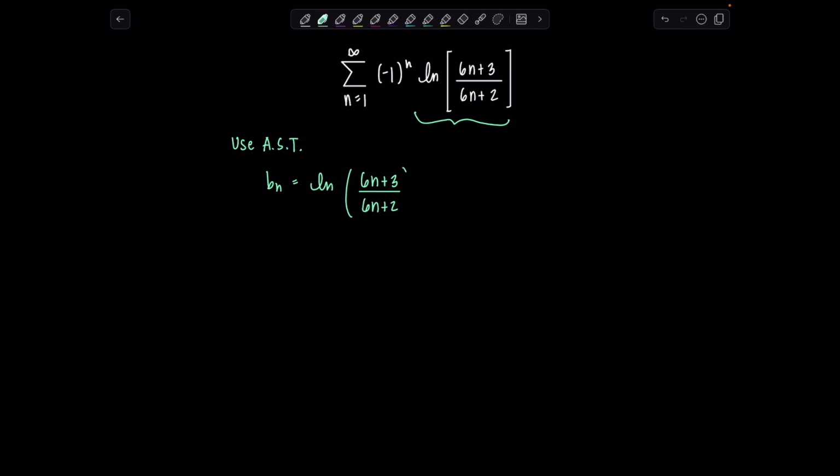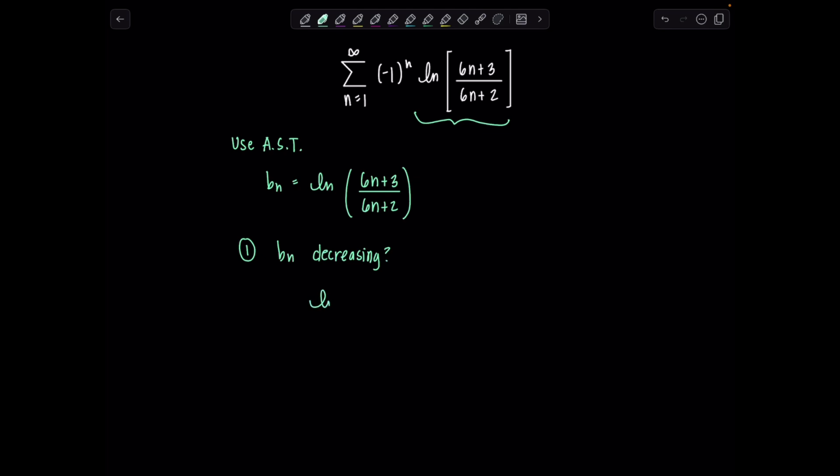And when we apply AST, we have to check two things about b sub n, namely one, that b sub n is decreasing, and the second is that the limit as n approaches infinity of b sub n is 0. So let's see, is b sub n decreasing? Well, I can't just use an inequality to show this very clearly.